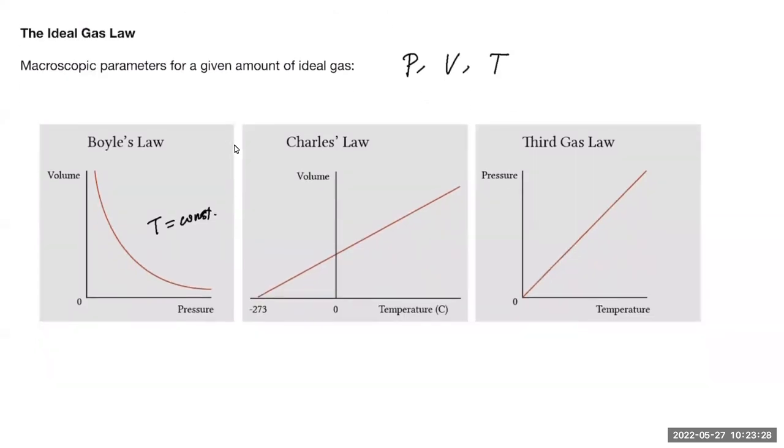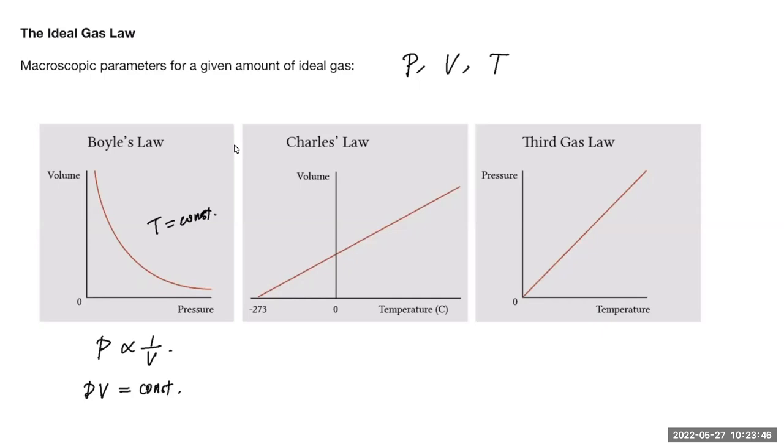That means that P is proportional to the inverse of V at constant T. In other words, P times V equals a constant. Okay, that is Boyle's law.